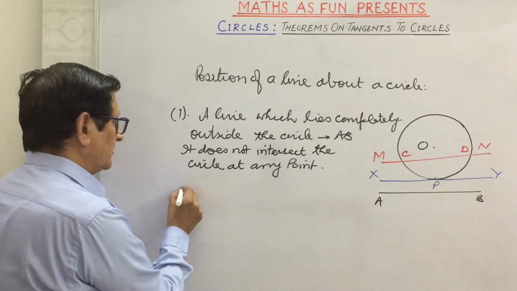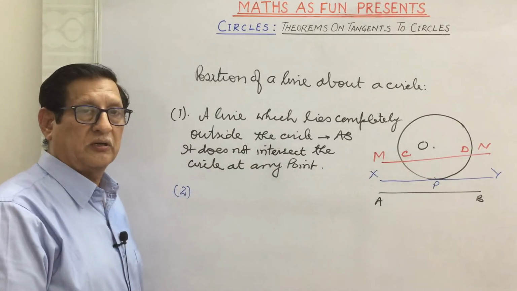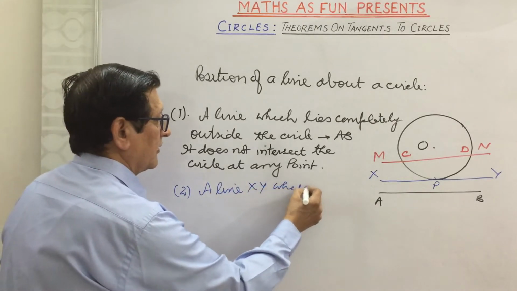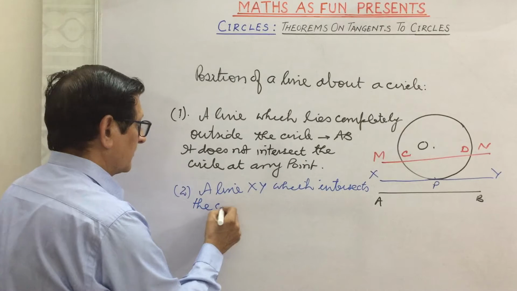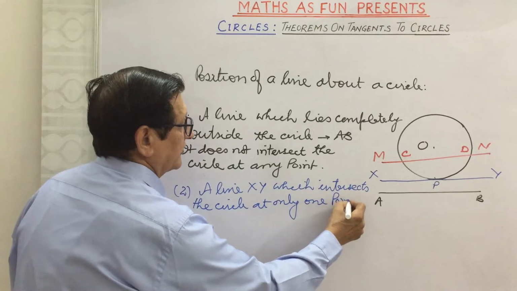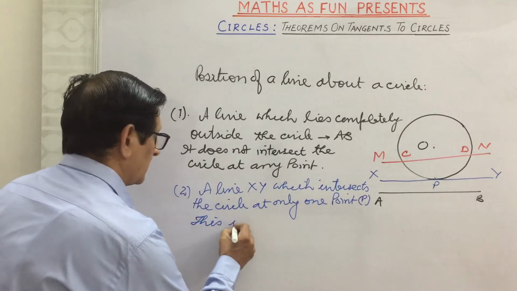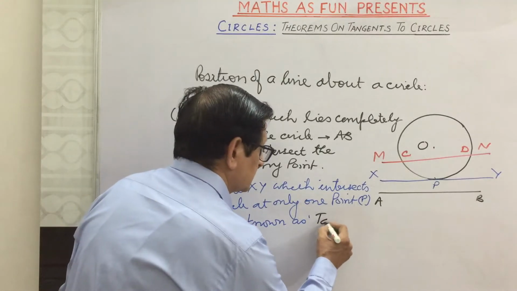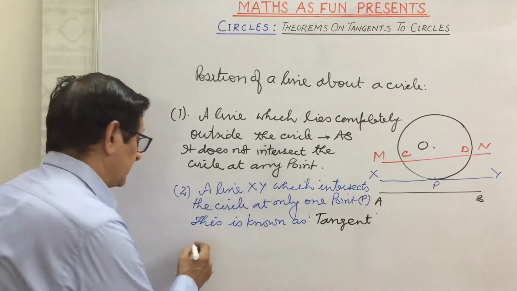Second is the line XY, which is intersecting at only one point P. A line XY which intersects the circle at only one point, that is P here we have taken. This is known as the tangent to the circle.